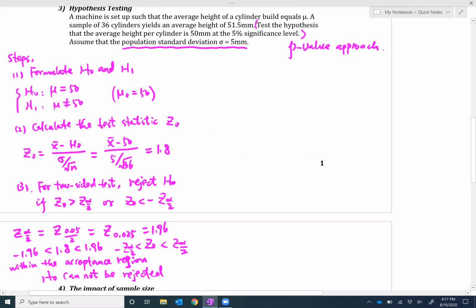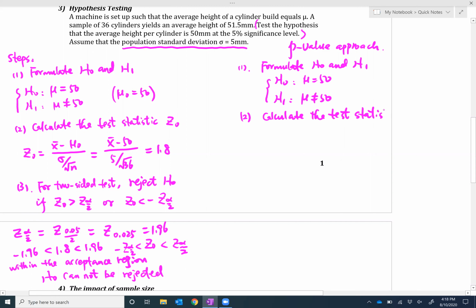Okay, in the p-value approach, the first step is the same. First step, formulate the null hypothesis and alternative hypothesis. Null hypothesis, mu equals 50. And alternative hypothesis, mu does not equal 50. Now, second step, calculate the test statistic Z0. And this is still the same. Z0 equals x bar minus mu 0 over sigma over square root n. And this equals 1.8, the same.